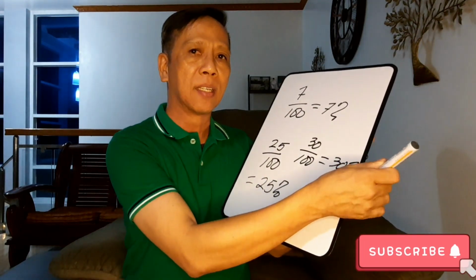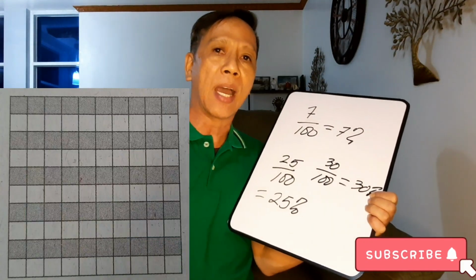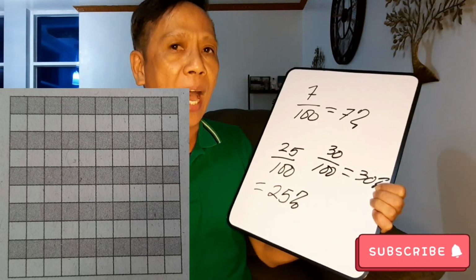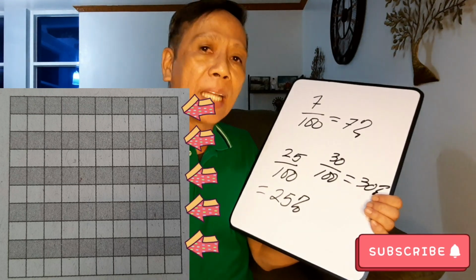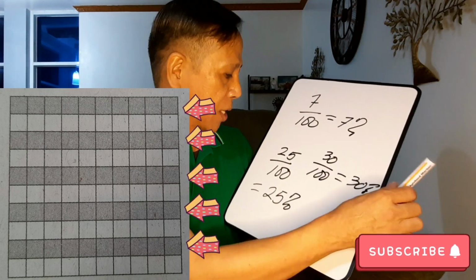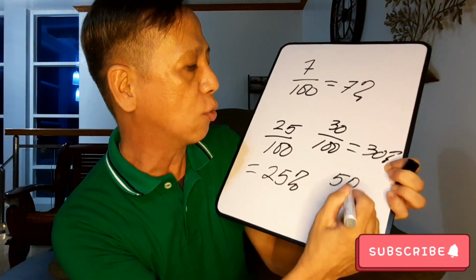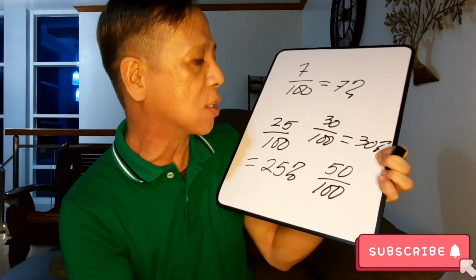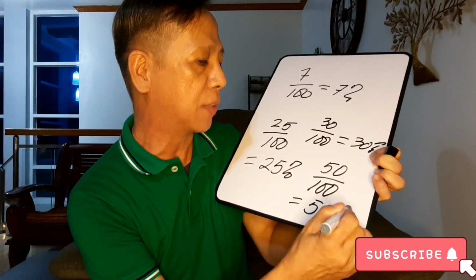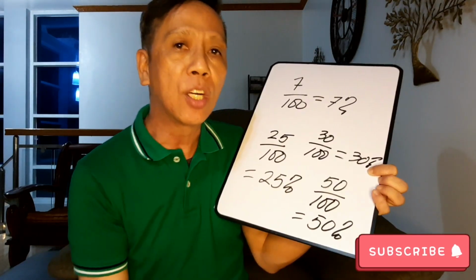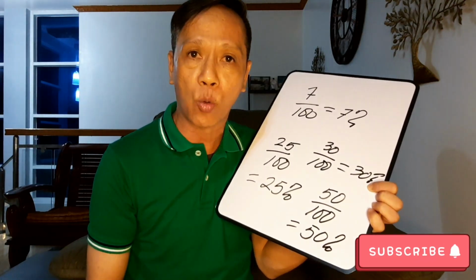Now, another one. Magbibigay ulit ako ng isang example. Yan, naka-flash ulit sa inyong screen sa gawing kaliwa. This time, there are 50 shaded portions out of 100 small squares pa rin. So, kung ang shaded portion ay 50, no? Out of 100 small squares, the shaded portion is equal to 50%. Ngayon, ang tanong, paano kung hindi na 100 small squares?